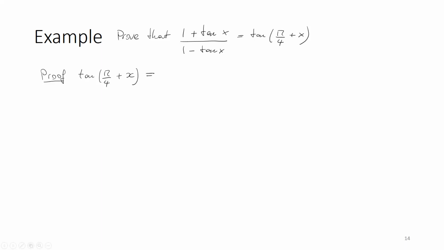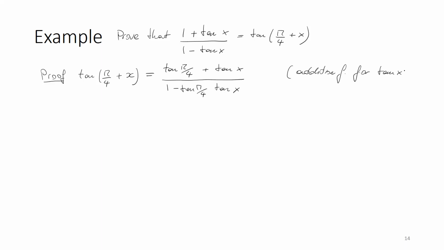And we can say, well, I can use my addition formula on this expression and write this as tan pi over 4 plus tan x divided by 1 minus tan pi over 4 times tan x. So that's by the addition formula for tan. And now this is already starting to look quite good.